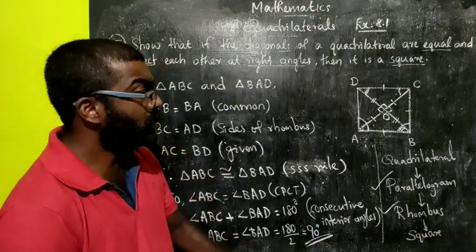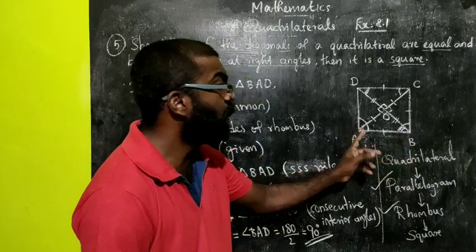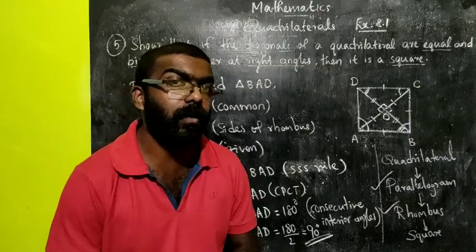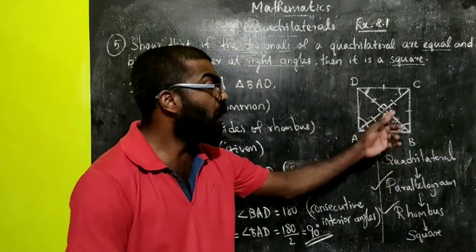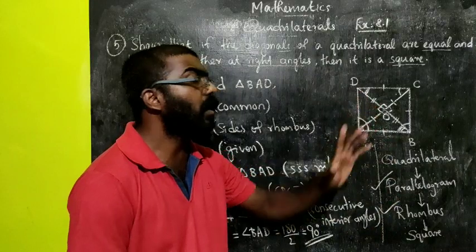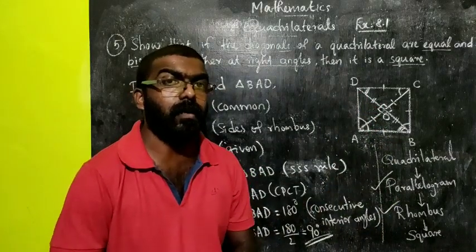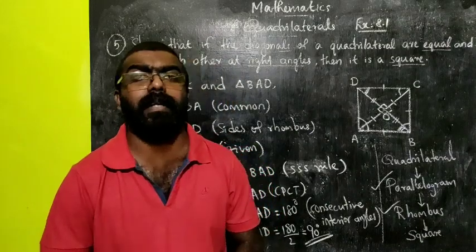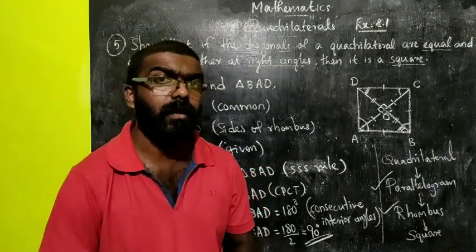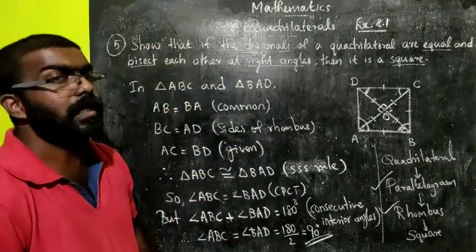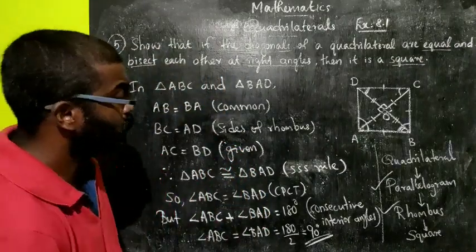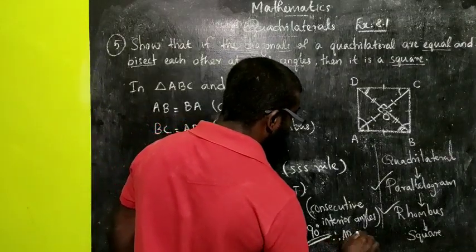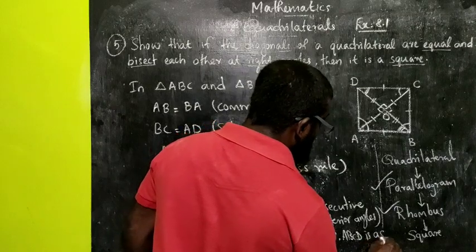That means in this rhombus, angle ABC 90 degree, BAD also 90 degree. And we know opposite angles of a rhombus or a parallelogram are equal. So automatically angle C will be 90 degree and angle D is also 90 degree. So what we can conclude? It is a square. We know in a rhombus, if one angle is 90 degree, then it becomes a square. So here we can conclude ABCD is a square and our proof is over. Therefore, ABCD is a square.